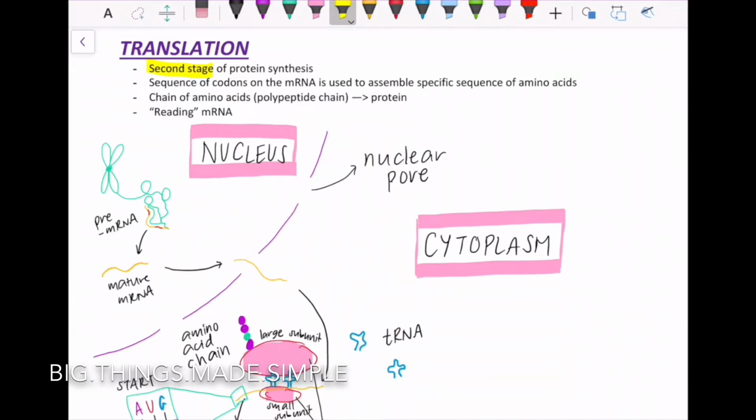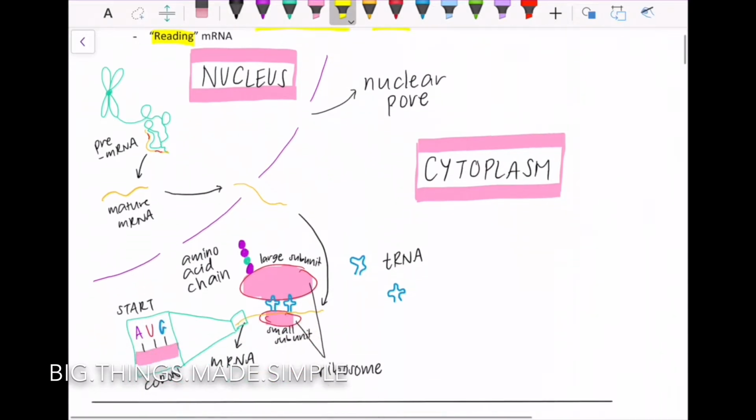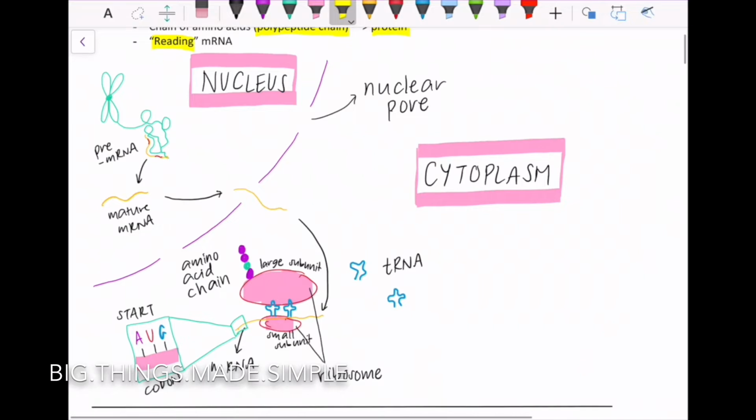So in translation, we're using this mRNA strand and the sequence of codons found on it to be translated into a specific sequence of amino acids. We're basically reading this mRNA strand to form a specific sequence of amino acids. This sequence will form a chain called the polypeptide chain, which will be further modified and changed into a protein. So this is the overview of what happens during protein synthesis.